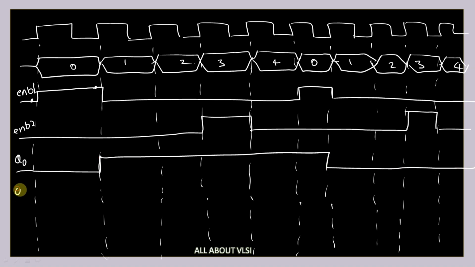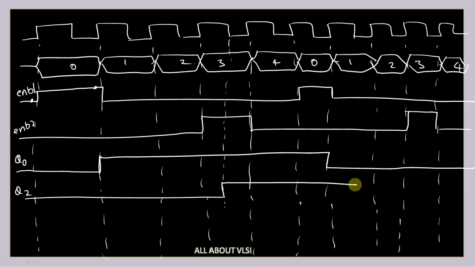Okay, and coming to my Q2, it is the output of my negative edge triggered T flip flop. Here it is going to become 1 at this negative edge of the clock, if I can see the value of enable 2 signal is equal to 1. Up to this particular instance, it is equal to 0. Here it is going to become 1. And again at this instance, this is my negative edge, and my value of enable 2 signal is equal to 1, so it is going to become 0.